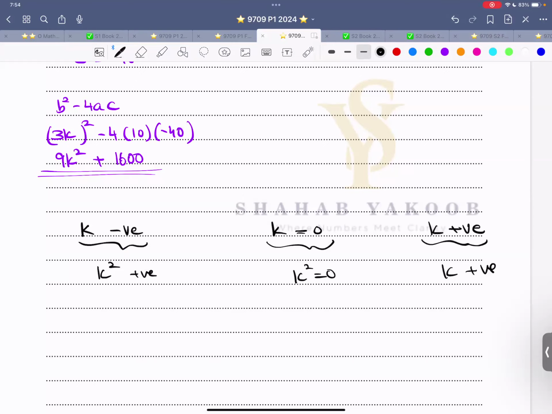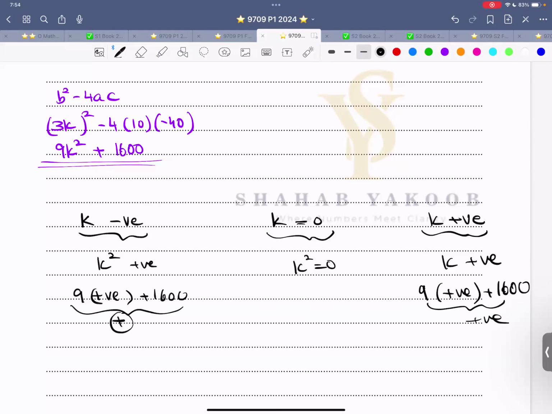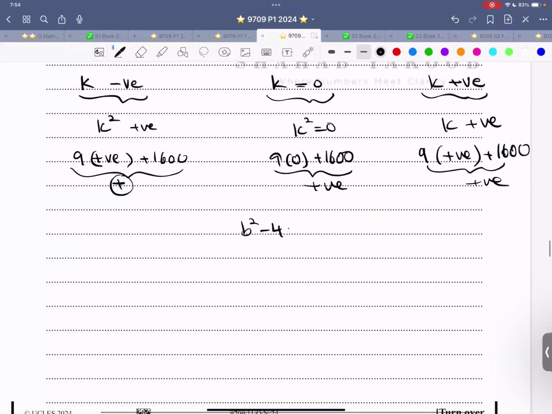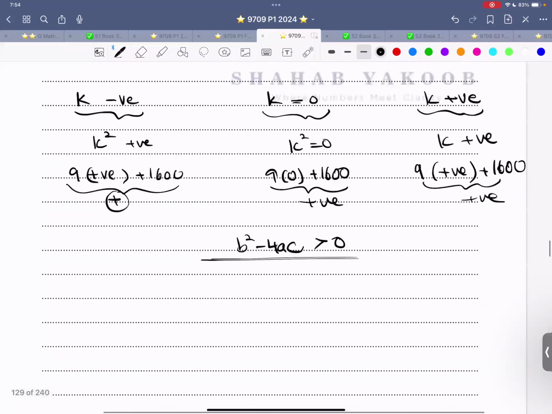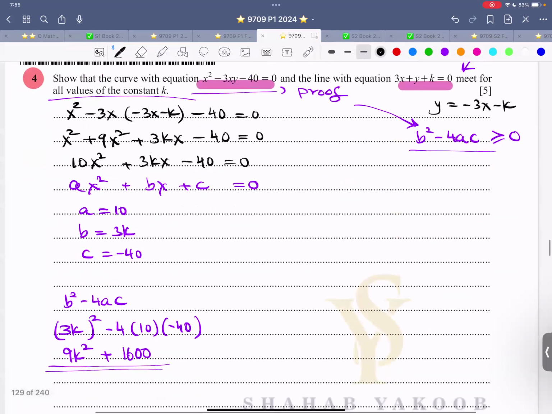Got the idea? So now 9 into positive plus 1600 will be positive. And 9 into 0 plus 1600, because k could be 0, it's still positive. In other words, b squared minus 4ac will always be greater than 0, even if k is 0. So yes, it would meet the curve at two different values.